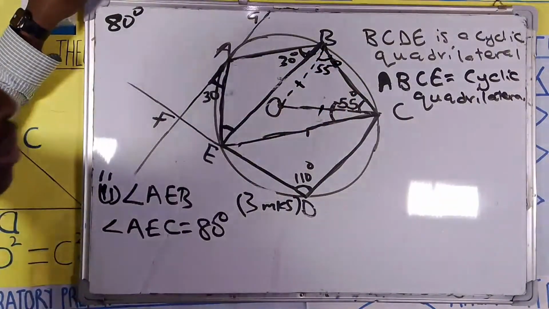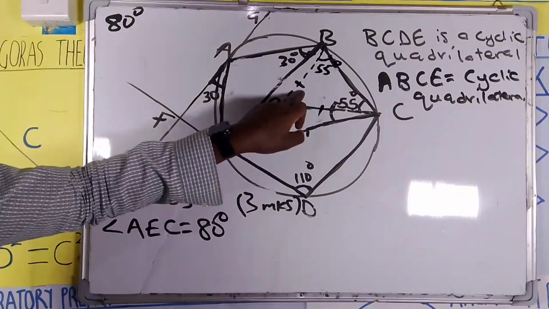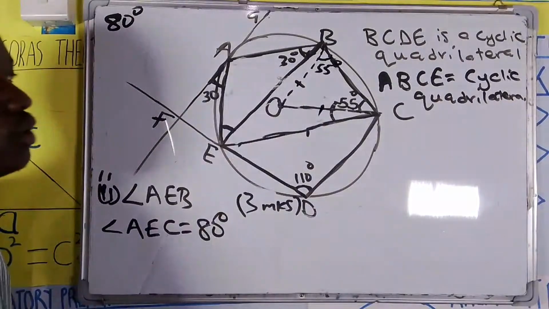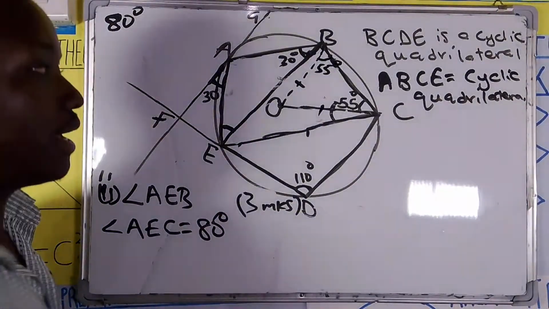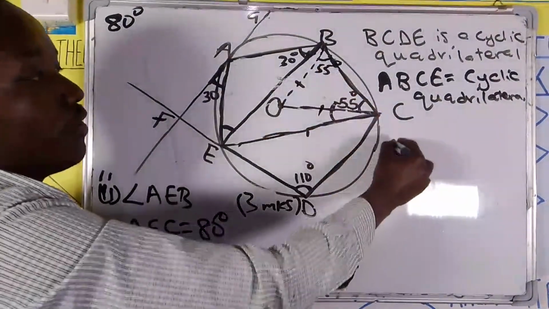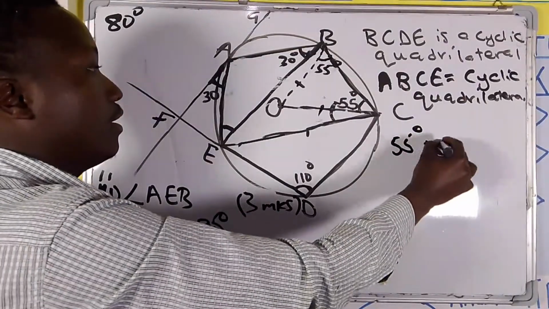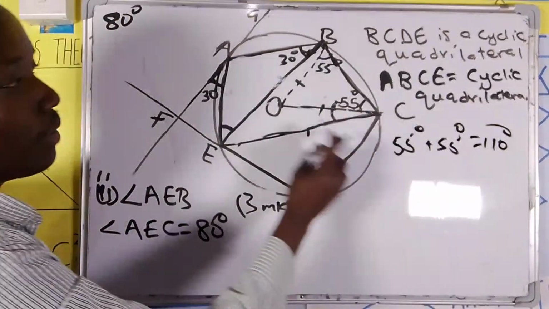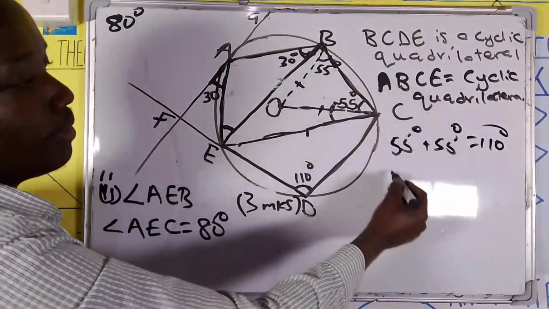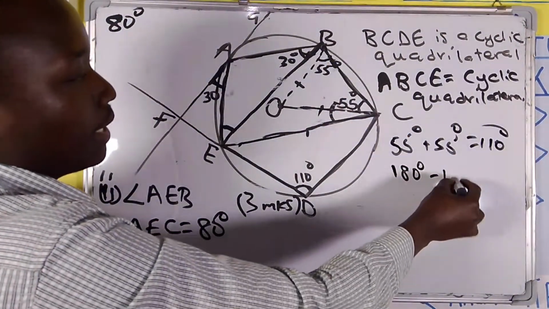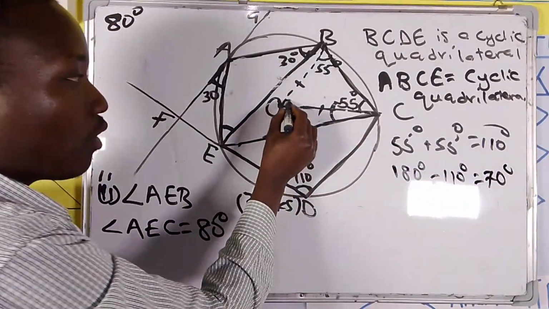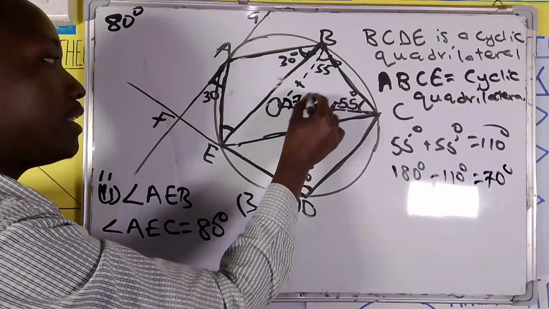Because the two base angles of an isosceles triangle are equal. So 55 plus 55 itatupatia 110 degrees. Alafu tuchukue 180, juu hako ni ka triangle kameformiwa, minus 110 degrees, tutapata 70. So hii angle iko hapa kwa center ni 70.